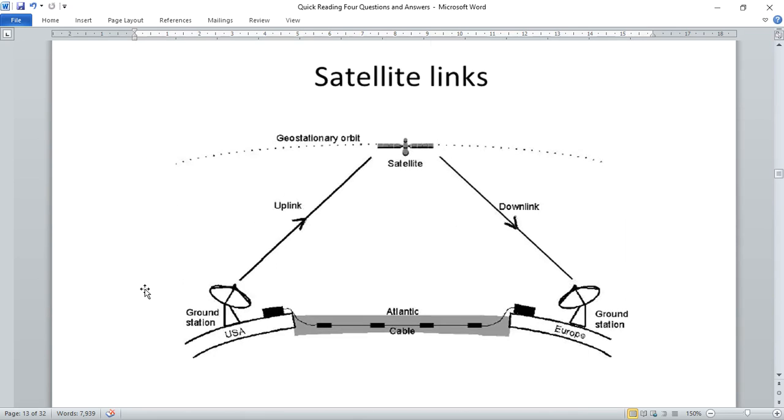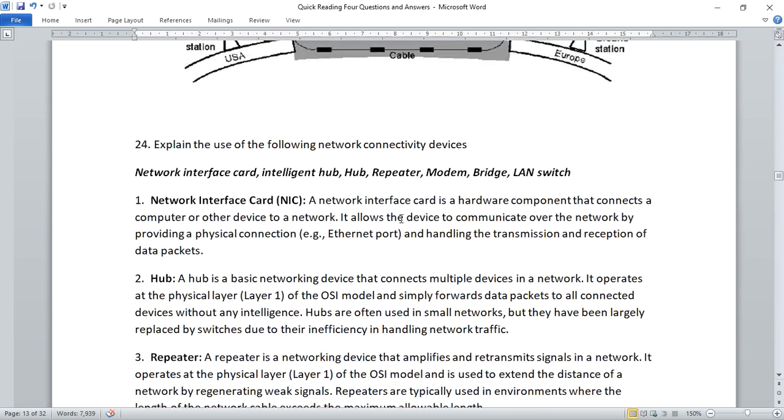So guys, look at this diagram. Here we have the ground station. For example, I have taken the USA, United States of America. Then we have Europe. So somebody wishes to transmit a signal. We have the geostationary satellite up here. This is an uplink. Then we have the satellite transmitting to Europe. That is the downlink. You can see here we have the Atlantic Ocean. This is a very good diagram explaining what happens when a satellite is transmitting data.